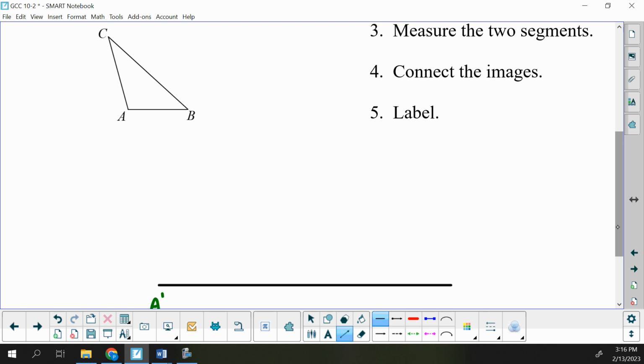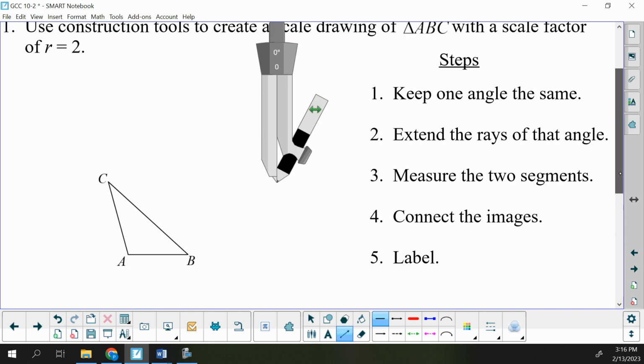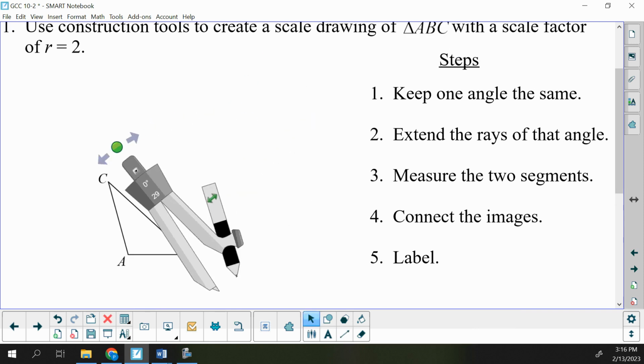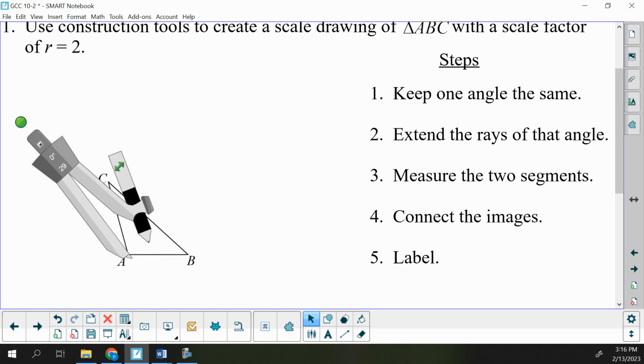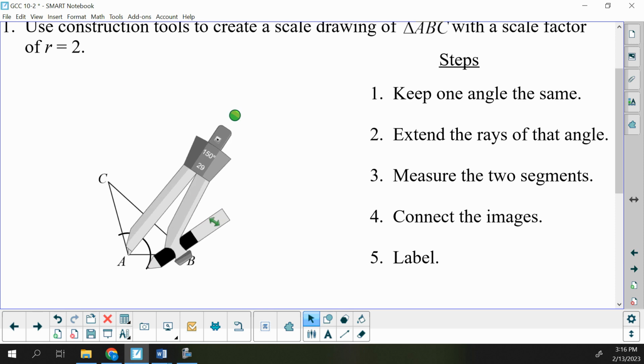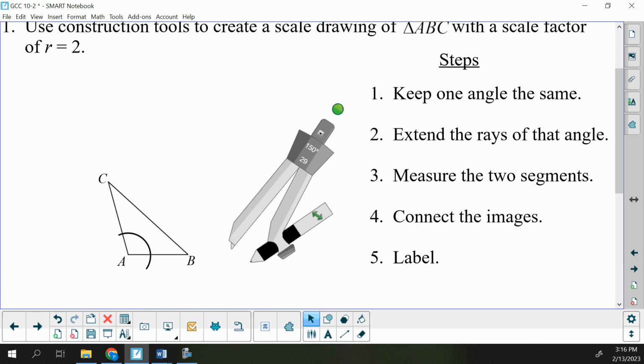So we're going to copy angle A. With our compass, we want to put our point on A in the original figure and make an arc of any size so that it hits both sides of angle A. So I'm going to make an arc. Notice it hits both sides of that angle.